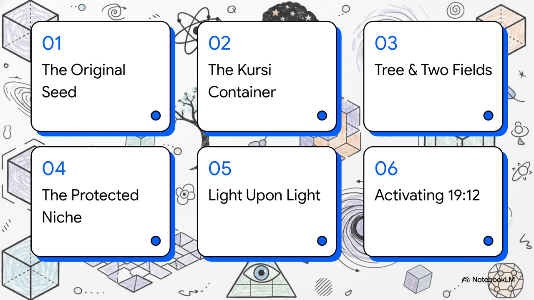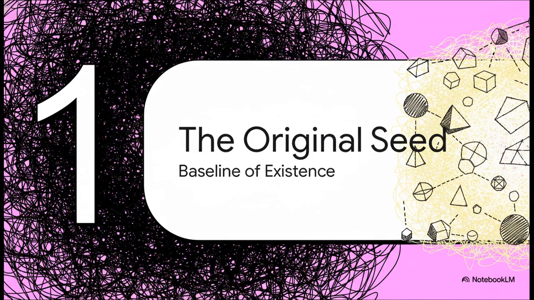Here is our roadmap. We're hitting the original seed, then moving out to the Recursive container. After that, we'll map the tree and the two fields, step inside the protected niche, check out the ultimate output of light upon light, and wrap up with exactly how to activate 1912. So, let's start right at the beginning.